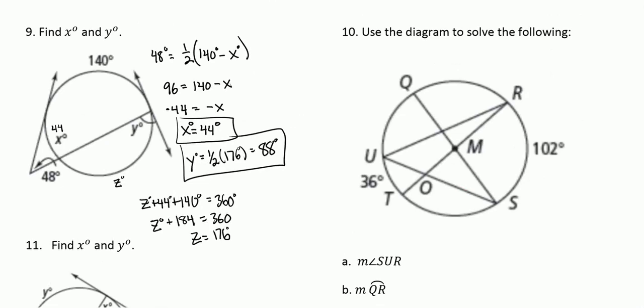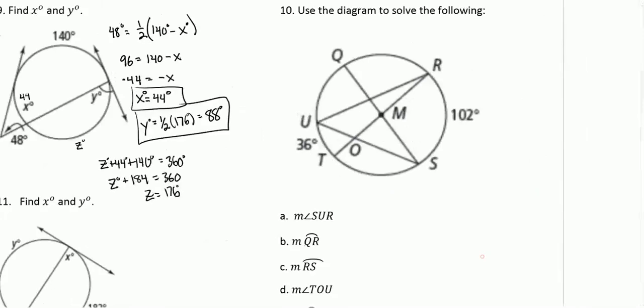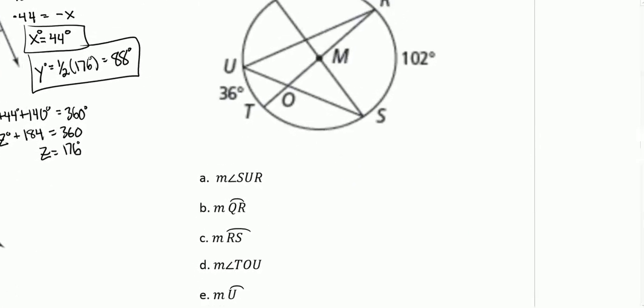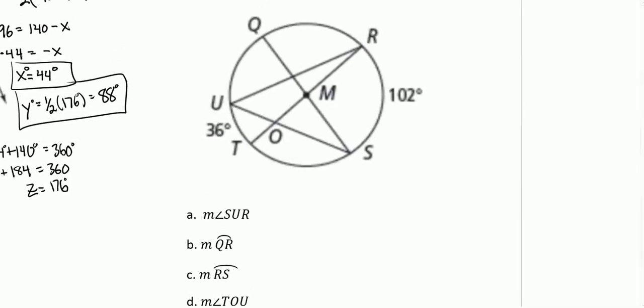Number 10. So 10, we have this diagram, and we're going to find quite a few pieces. So starting with part A, we're looking for the measure of angle SUR. Okay, the measure of angle SUR, it's an inscribed angle, and it's corresponding to the 102, and so it's equal to 1/2 of 102, which is 51 degrees.